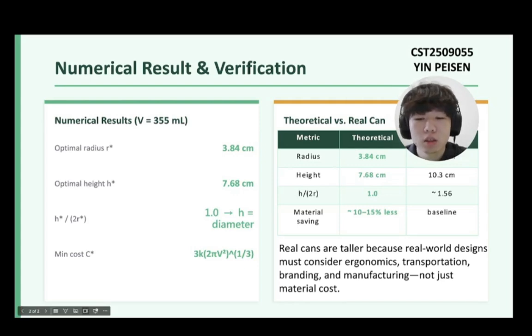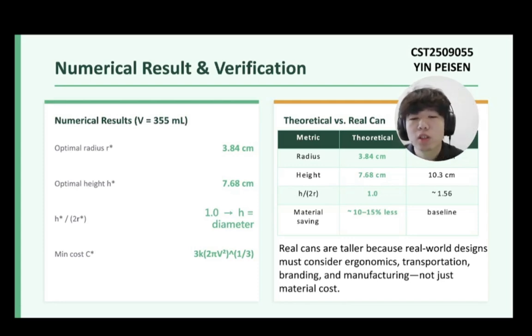Since the second derivative is positive, the critical point is a minimum point instead of a maximum point. Therefore, we can confirm that our solution is mathematically correct.